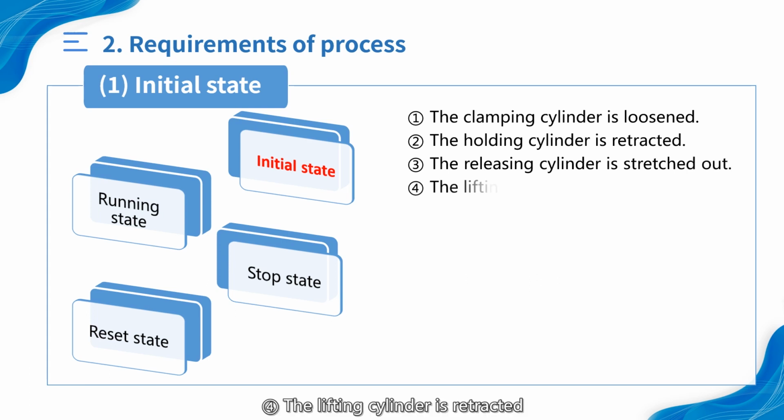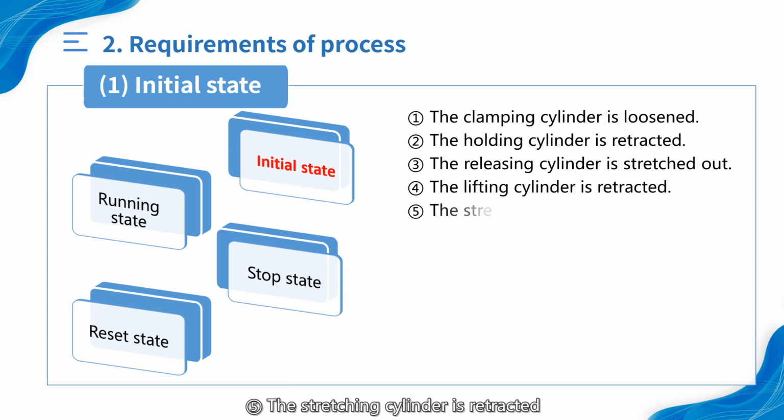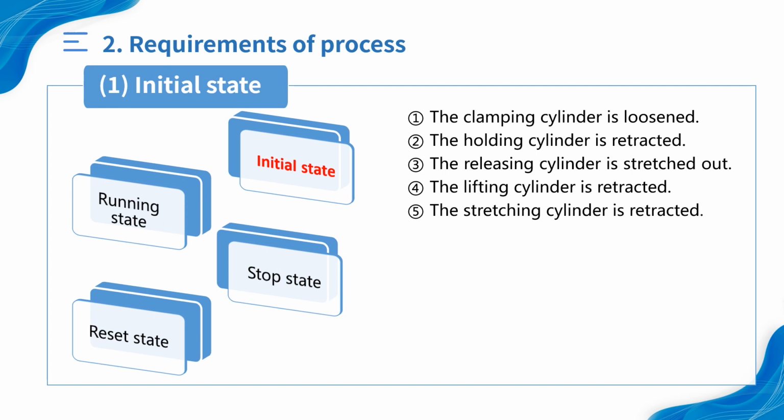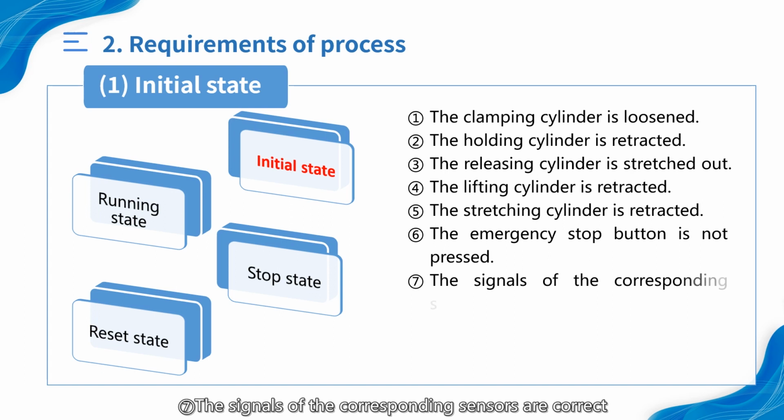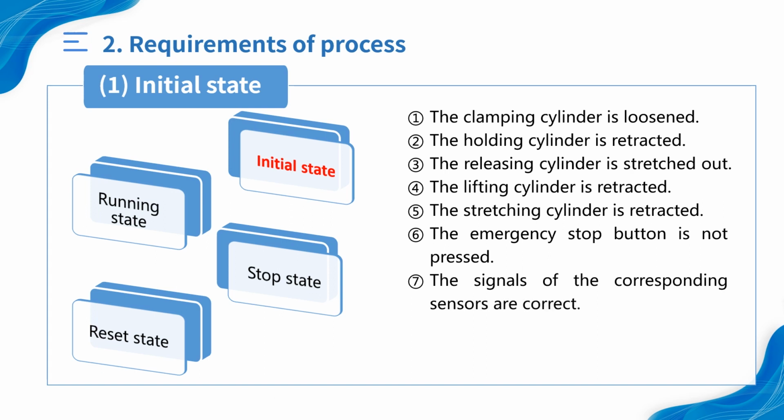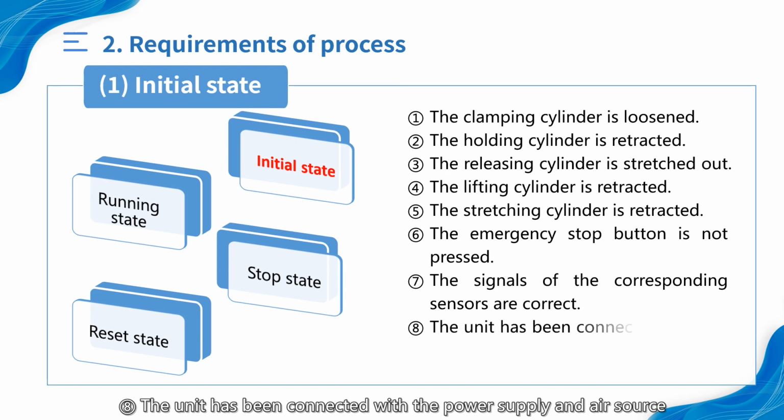4. The lifting cylinder is retracted. 5. The stretching cylinder is retracted. 6. The emergency stop button is not pressed. 7. The signals of the corresponding sensors are correct. 8. The unit has been connected with the power supply and air source.